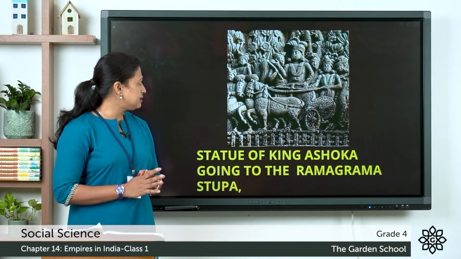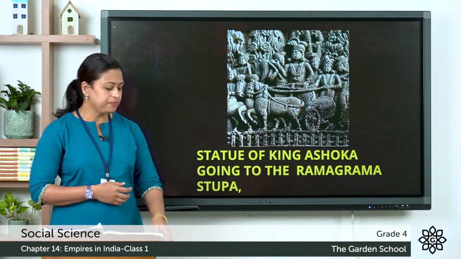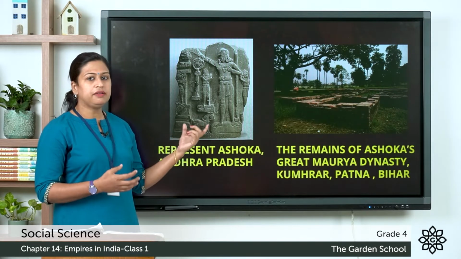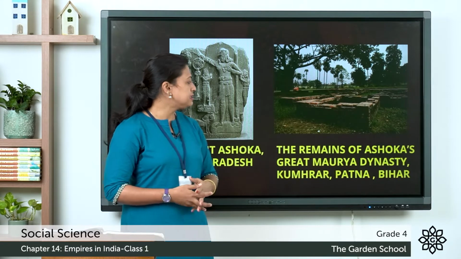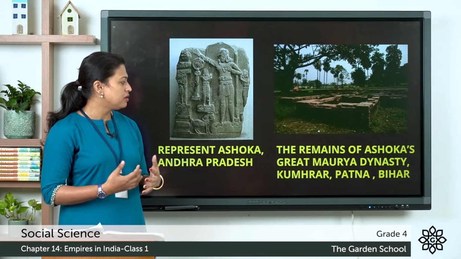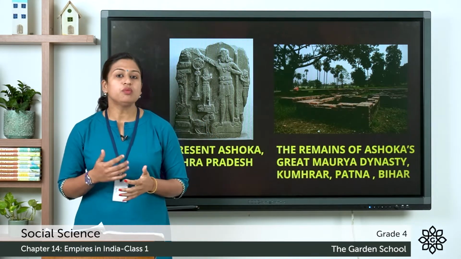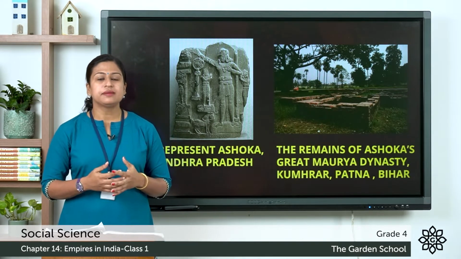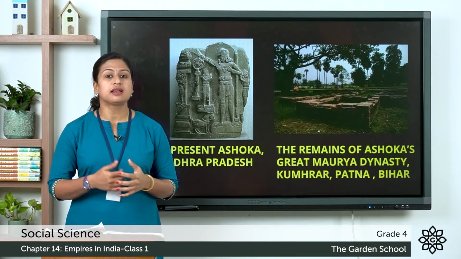Now here you can see the statue of King Ashoka going to Ramagrama Stupa. Next you can see the statue which is believed to represent Ashoka in Andhra Pradesh, and here you can see the picture of the remains of Ashoka's great Maurya dynasty in Kumhrar, Patna, Bihar. Ashoka was one of the greatest emperors of the Mauryan Empire, and he fought many wars. One such war was against the Kalingas.